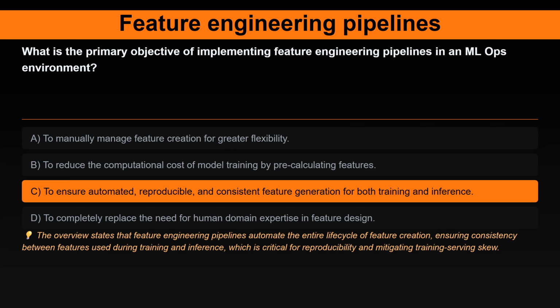The correct answer is to ensure automated, reproducible, and consistent feature generation for both training and inference. Here's the explanation. The overview states that feature engineering pipelines automate the entire lifecycle of feature creation, ensuring consistency between features used during training and inference, which is critical for reproducibility and mitigating training serving skew.